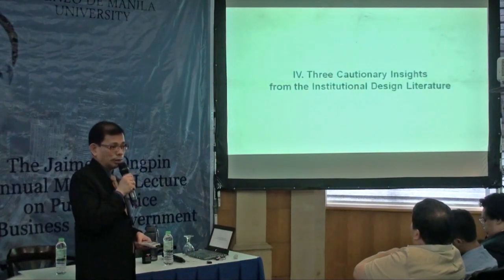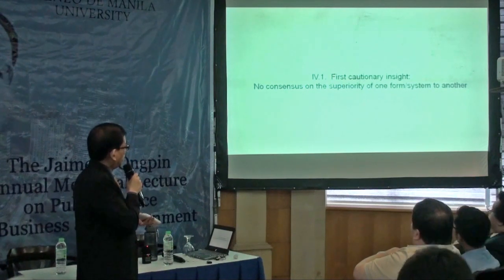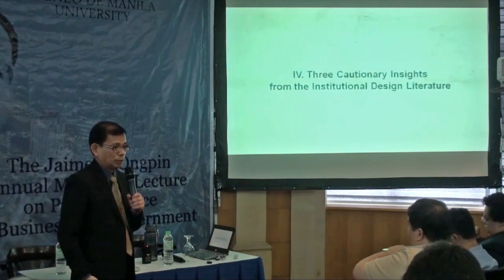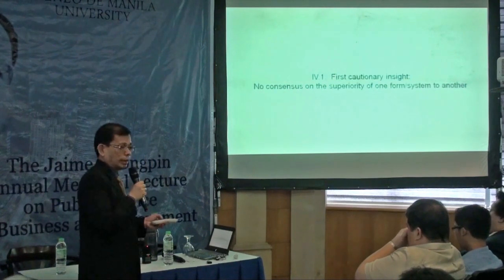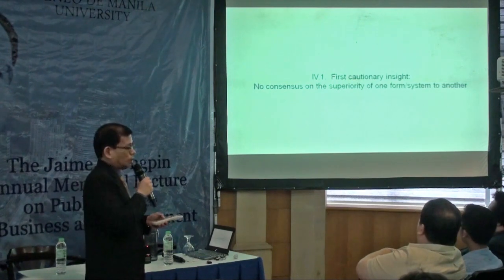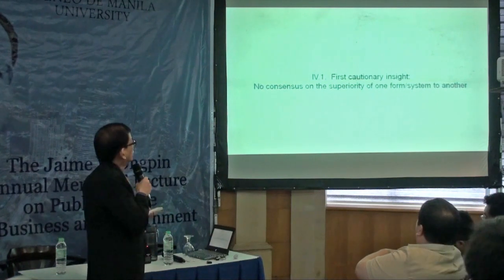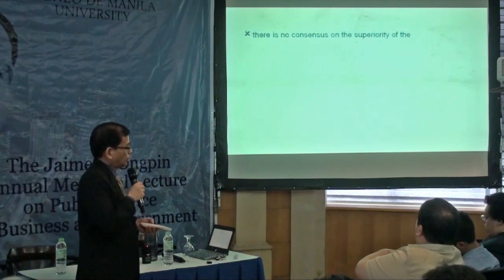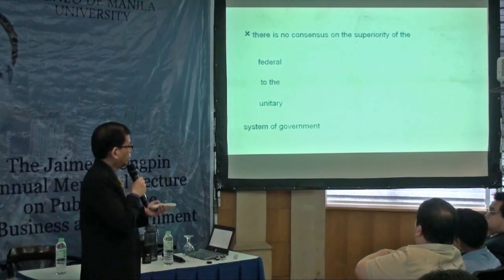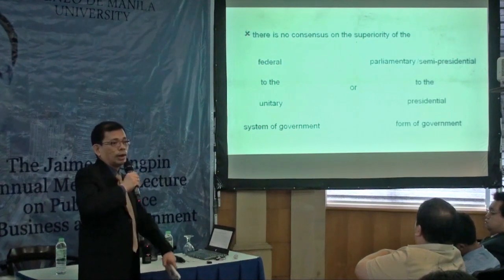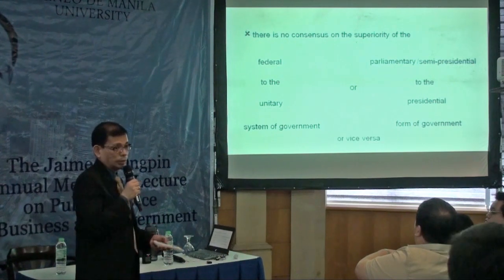We now go to the institutional design literature, and I will be discussing three cautionary insights from the institutional design literature. The first cautionary insight is that there is actually no consensus on the superiority of one form or one system to another. There is no consensus on the superiority of the federal to the unitary system of government, or the parliamentary or the semi-presidential to the presidential form of government, or vice versa.